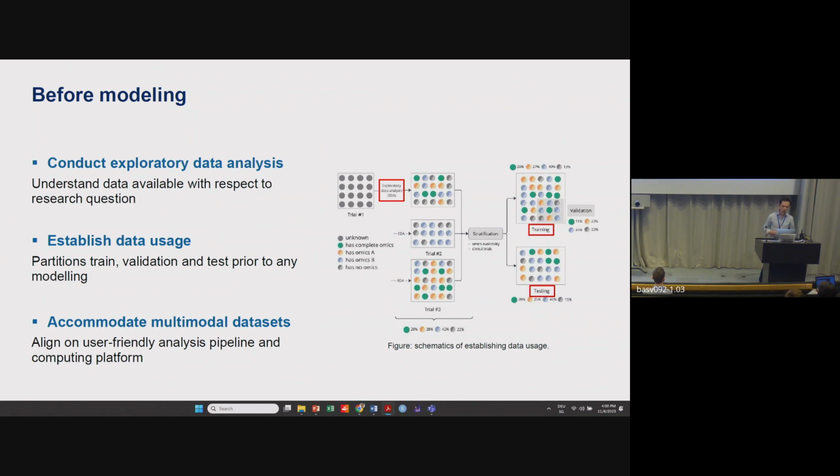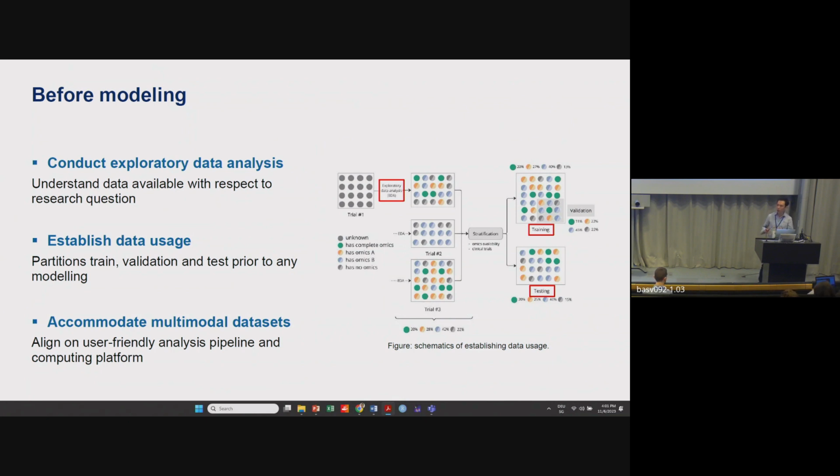So on the right figure, we have a schematic of how we approached establishing the data usage. So we started to conduct exploratory data analysis just to look at for which patient the data is available from which data modality. Of course, here we are keeping our research criteria in mind. We would label each patient either green to have the complete data modality, or having one data modality and then rank them accordingly.